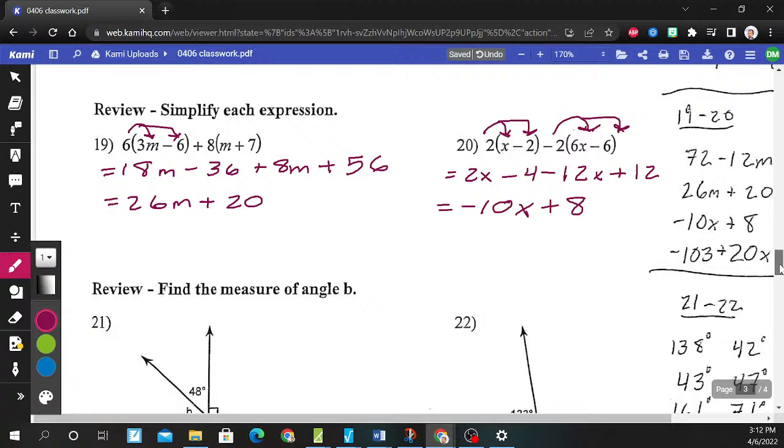Last four problems. This one here, we know that if we add b and 48, we would get 90. So we subtract 48 from both sides. So we get 42 degrees. In number 22, b plus 133 will equal 180.